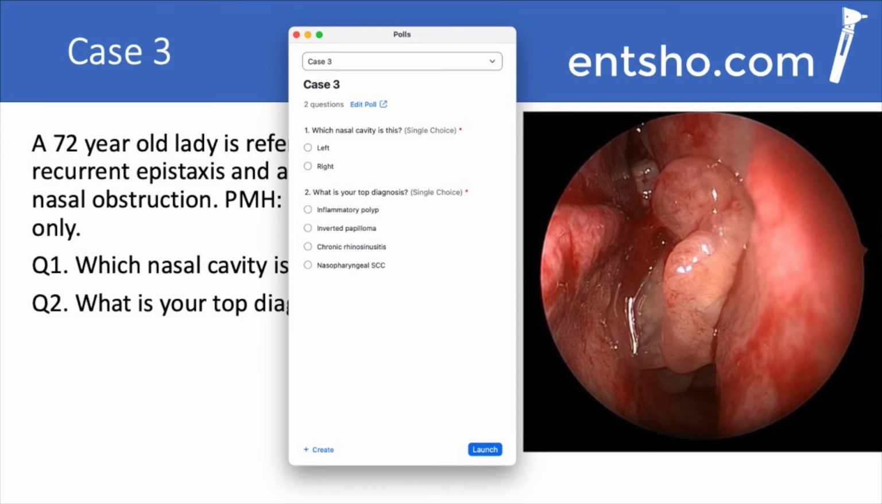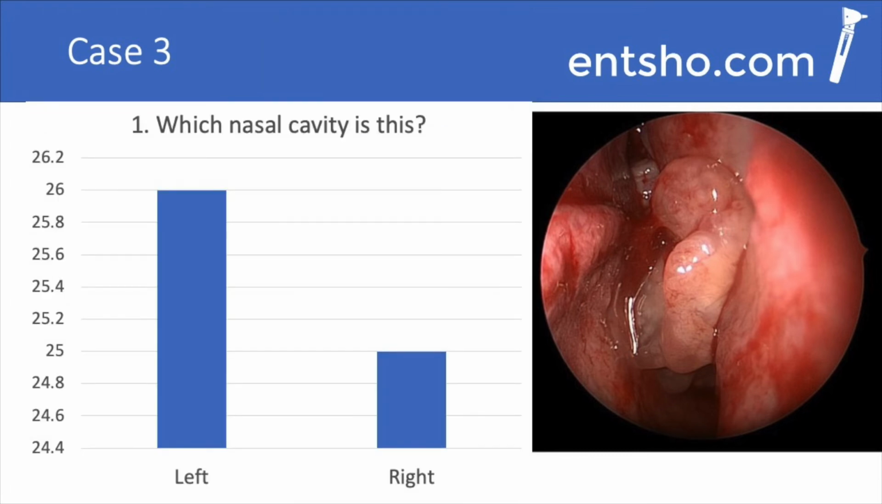All right, final 5 seconds to get your answer in. And I'm going to end it there and share the result. So quite 50-50 on the nasal cavity. Now, this is actually quite hard, to be fair.